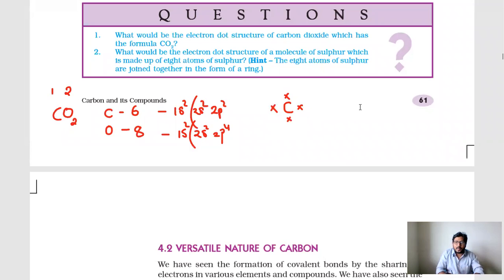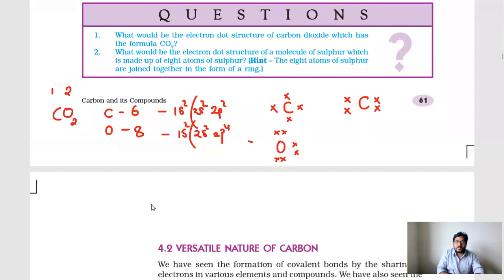So simply to say, carbon can be written like this also, right? Carbon with 2 electrons this side and 2 electrons this side. Now oxygen. If you draw the electron dot structure of oxygen, how many electrons? 4 plus 2, 6. 1, 2, 3, 4, 5, 6.